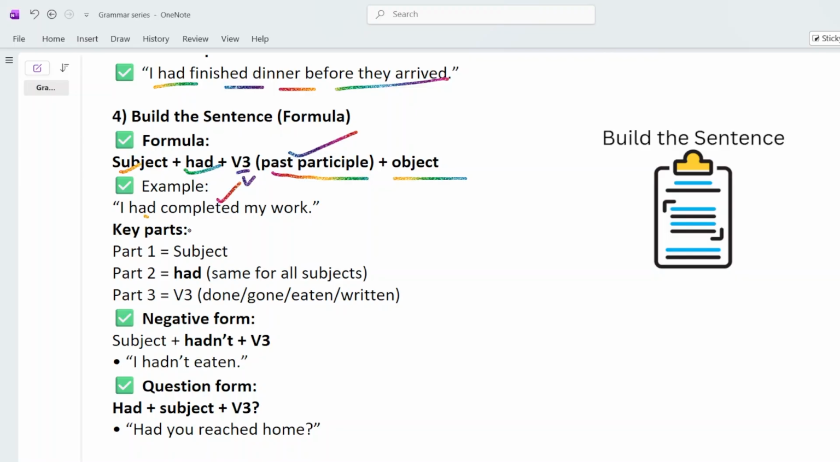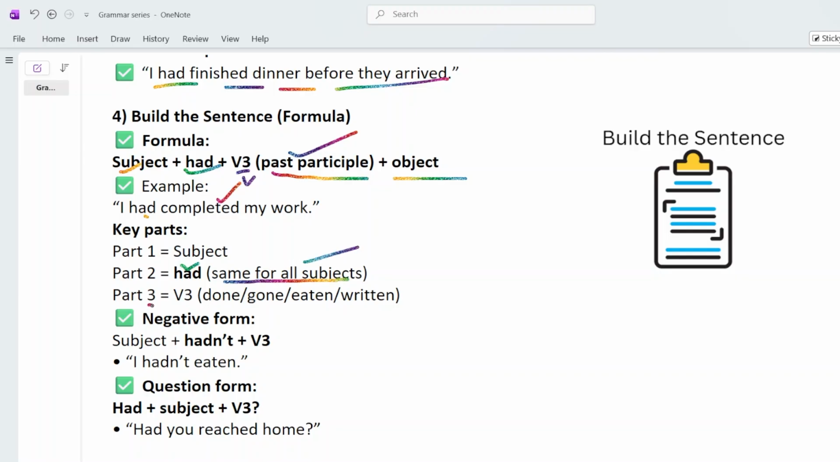And the best part, just remember this as something that I always try to highlight in every lesson that I talk about, is that in this particular tense series, that is past perfect tense, had is the only auxiliary verb that is the same for every subject, like I, you, we, they, he, she, it. Everyone uses only one auxiliary verb, and that is had. It's similar for all the subjects.